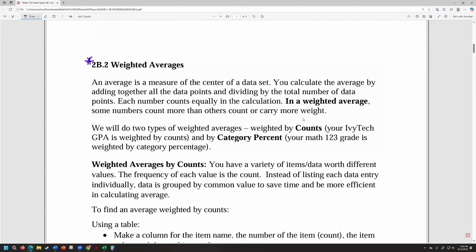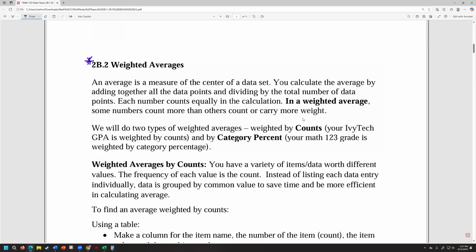In some situations, we don't want each thing in our data set to count equally. For example, your Math 123 grade book. We don't weight Kahoot assignments at the same level. Say you do your Kahoot in class that day, that is not weighted at the same percentage towards your final grade as, say, a quiz or a final exam. So in a weighted average, some numbers or some categories count more than others towards your final grade or final value. They carry more weight.